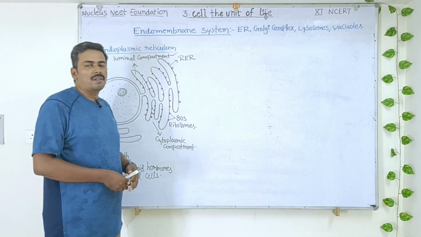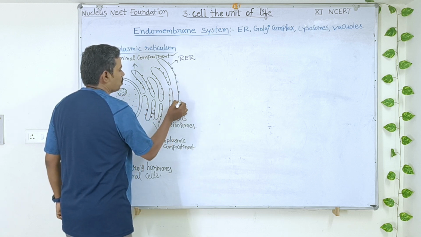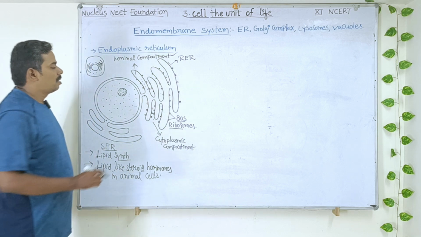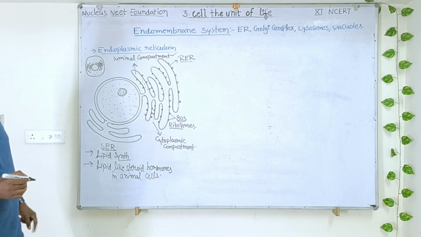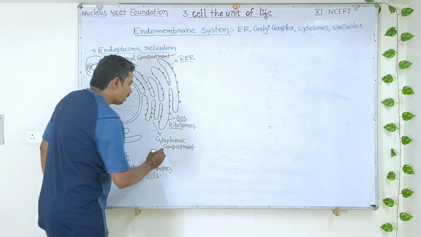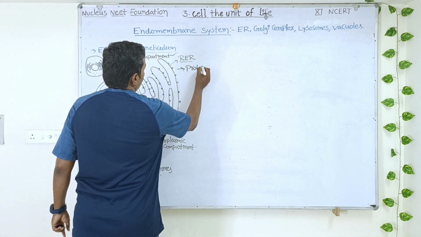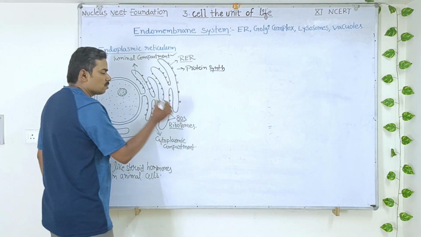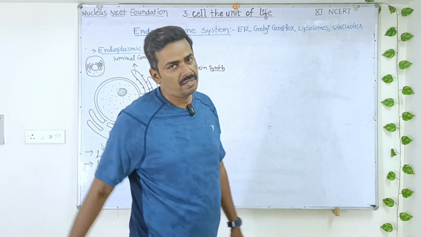Now, endoplasmic reticulum is of two types. If the ER surface shows ribosomes, granular structures called ribosomes, then that ER is called rough endoplasmic reticulum. What is the function of RER? RER is involved in protein synthesis. With the help of these ribosomes, the endoplasmic reticulum is involved in the process of protein synthesis.